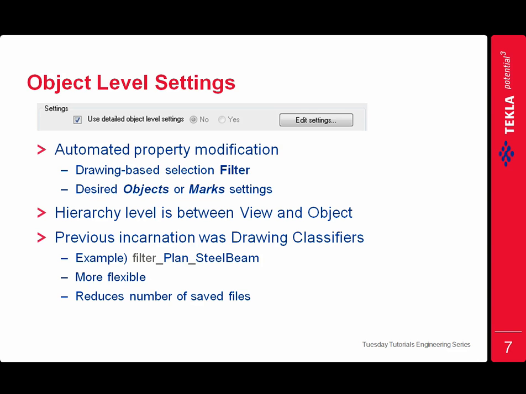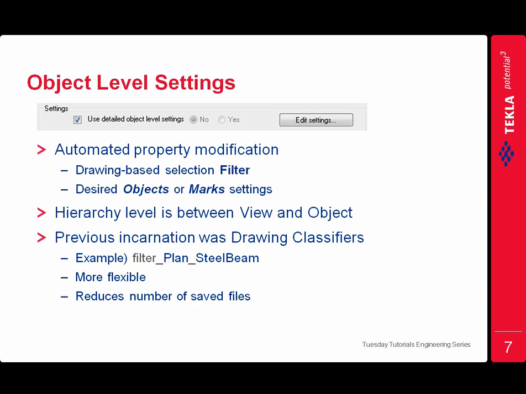With, I believe, version 16, you have this new option of Views Detail Object Level Settings in your Drawing Properties dialog, as well as your View Properties dialog. We'll be using the ones at the view level once again. What it does is it takes a drawing-based selection filter, selects all the objects that fit that filter, and applies your desired settings. This does require a little bit of a setup to work, and that's what we're going to be covering today.